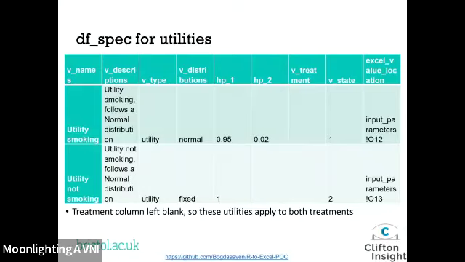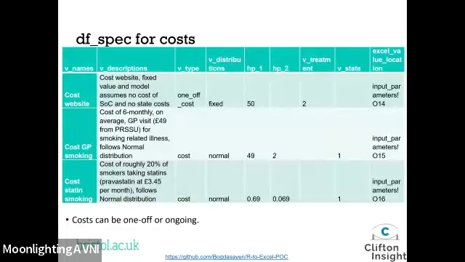This is df_spec for utilities. So you see that we need to be very careful to specify everything about the model. This is what the utility is in each of these different states. So we tell which state it is associated with. We leave the treatment blank for both of these because they apply to both treatments, but you could have treatment-specific utilities. We've got df_spec for costs. So the df_spec includes the costs, utilities, transition probabilities, everything together, but in this case, I'm just showing you them separately.